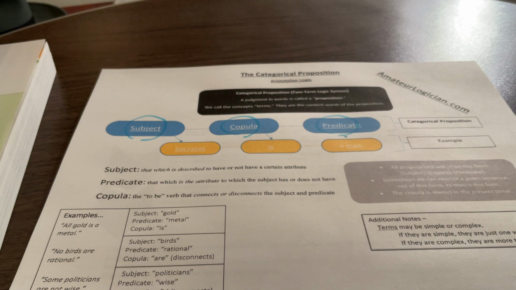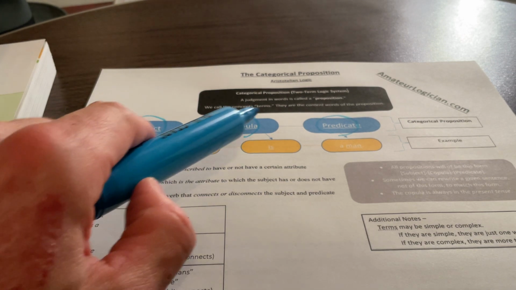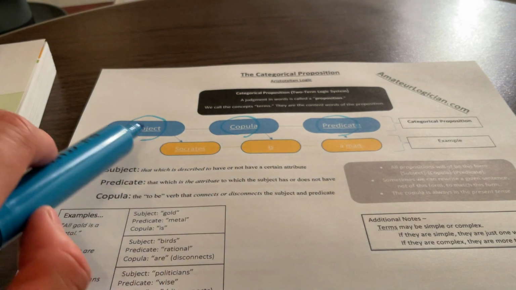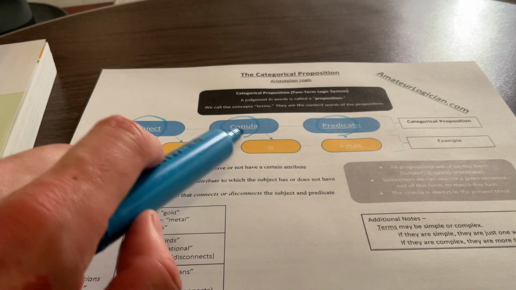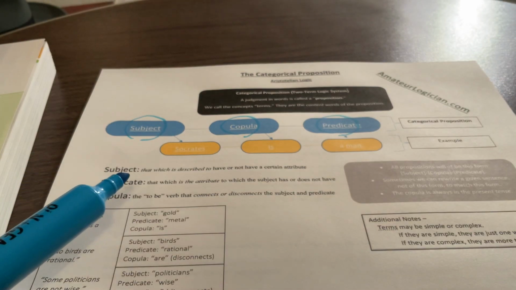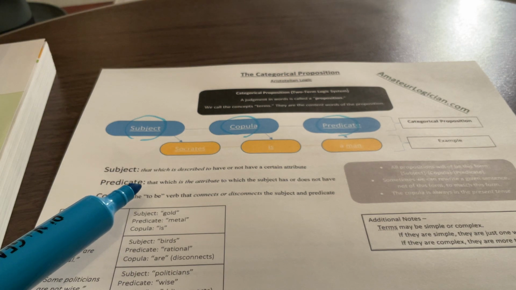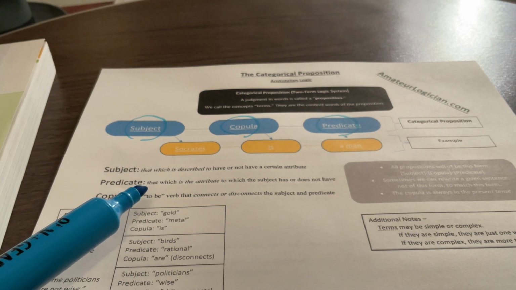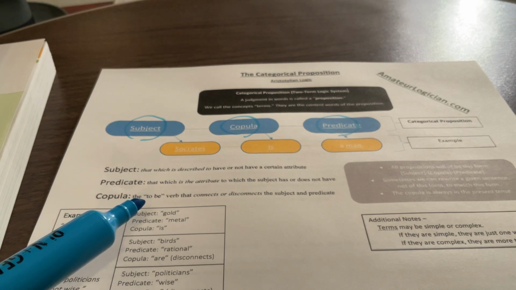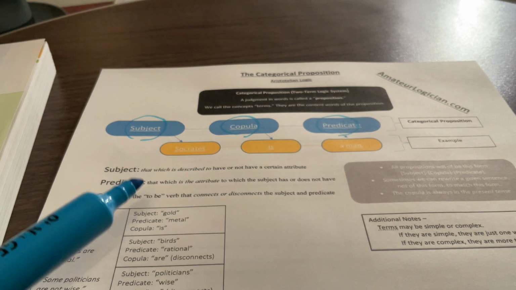Now, all propositions that are categorical will be of this form. We have subject, copula, and predicate. So, for example, Socrates is a man. Socrates is the subject. The copula is the to be verb, is, and the predicate in this case is being a man. So the subject is that which is ascribed to have or not have a certain attribute. The predicate is that which is the attribute to which the subject has or does not have, and the copula is the to be verb, which connects or disconnects the subject and predicate.